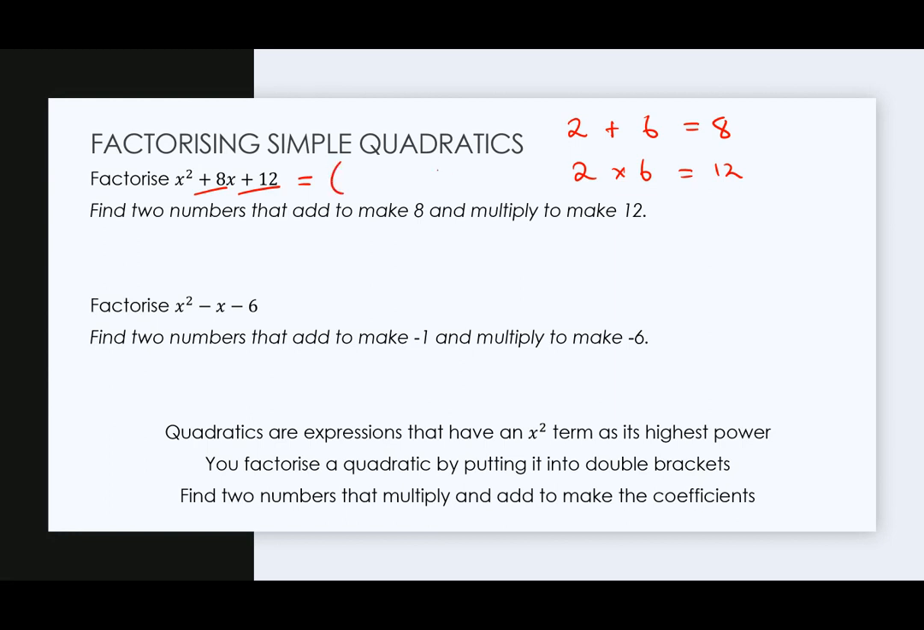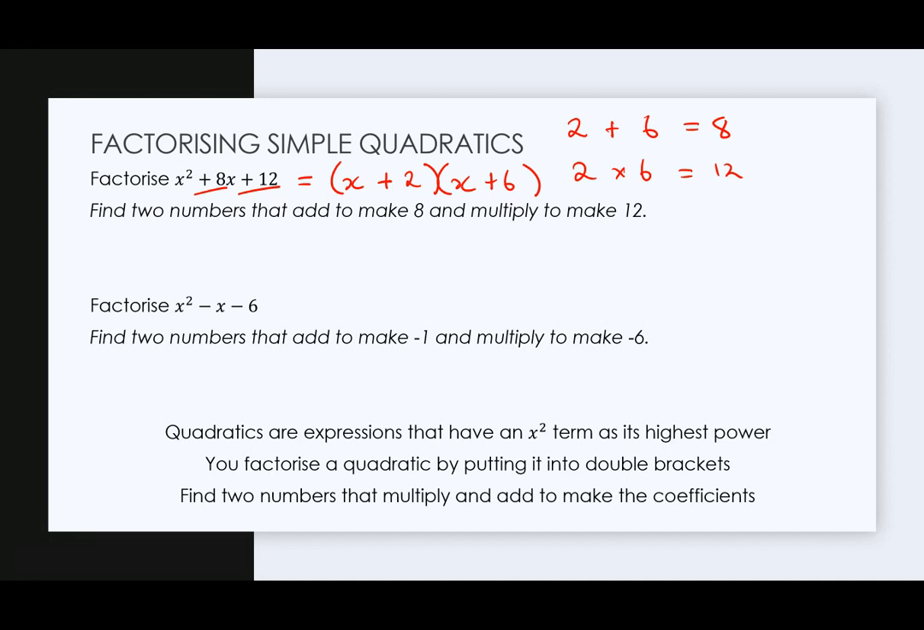So I'm going to write this in two sets of brackets like this that are being multiplied together, and I'm going to put x at the beginning of each of these brackets. I'm then going to put my numbers in. They're both positive, so I'm going to write plus 2 and plus 6. And I can write those in either order if I wish. So that's been factorized.